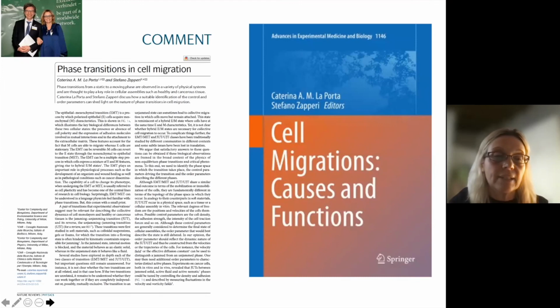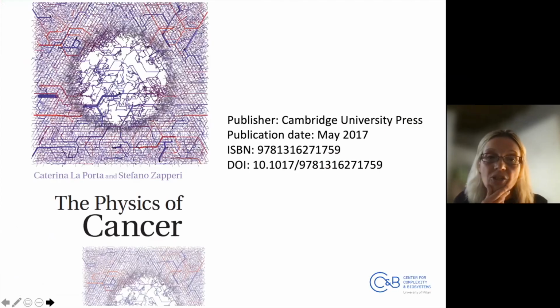The sum of all our collaboration, I think, is this book that we published in 2017, where we put together the two disciplines, medical and physics. This is Physics of Cancer, and we really try to help people to have both expertise in the same person. I think this is really the future.